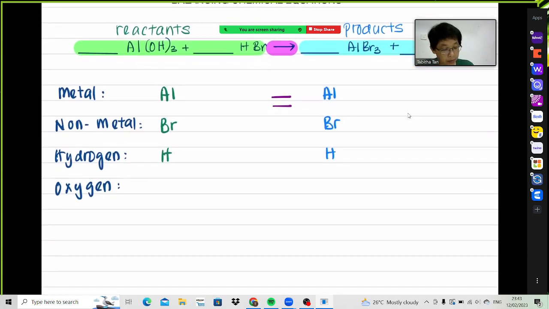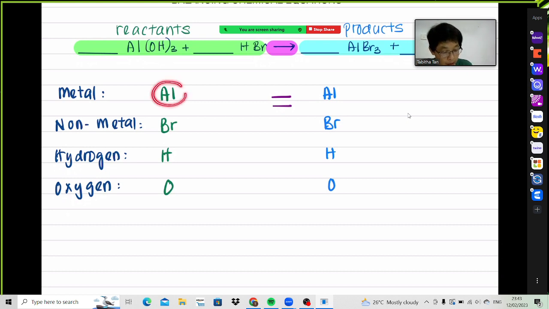The final element, we have counted this, we have included this. So the final one will be the oxygen. Okay, so let's go on oxygen. Okay, listing it down. Then now what we're going to do is counting how many each of the elements has on both respective sides. Let's begin with the reactant side.